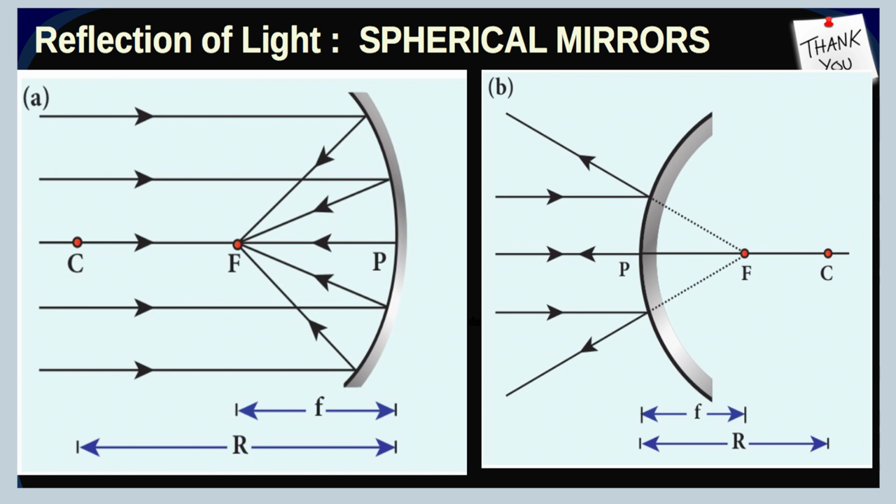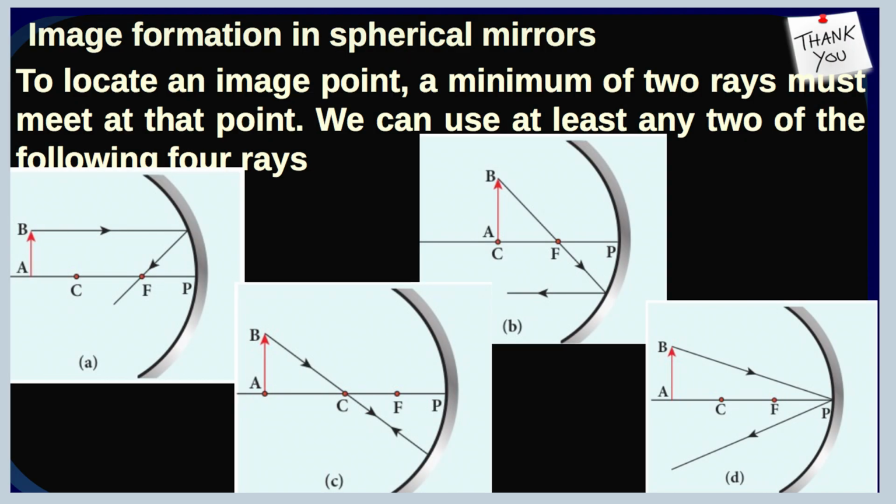These are some schematic diagrams, and out of these 4 diagrams at least 2 must be followed by that image. So, a minimum of 2 of these rays must meet at that point, and we can use any 2 of these following 4 rays. The first ray we observe is moving parallel to the principal axis.